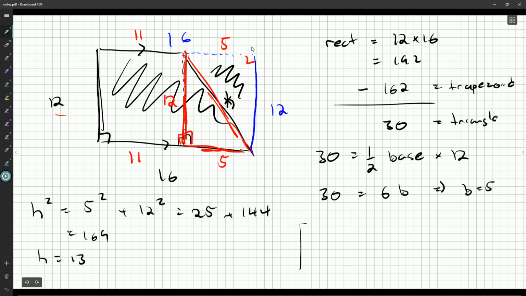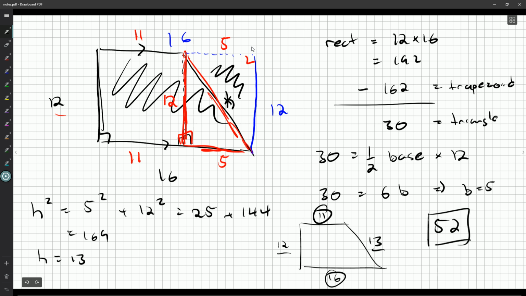So now my trapezoid, I've got the top. We worked that out as 11. We've got 12. We've got 16. And we've got 13. You can add them up. 12 and 13 is 25. 11 and 16 is 27. So if you add that all up, you'll get 52 for the perimeter.